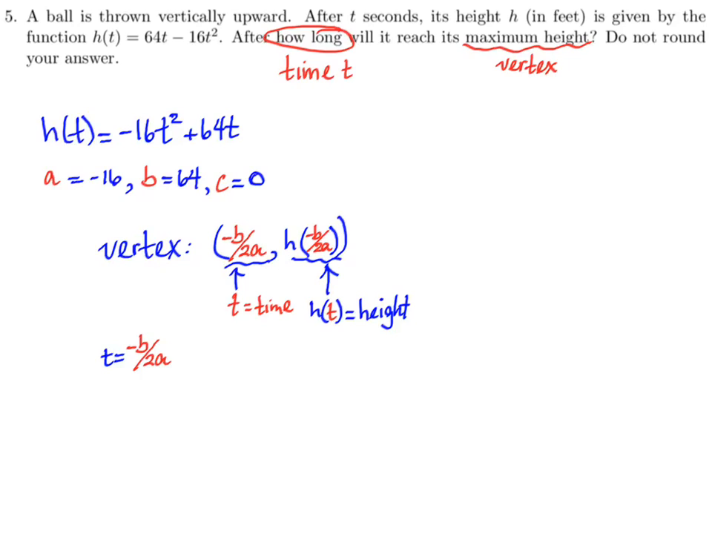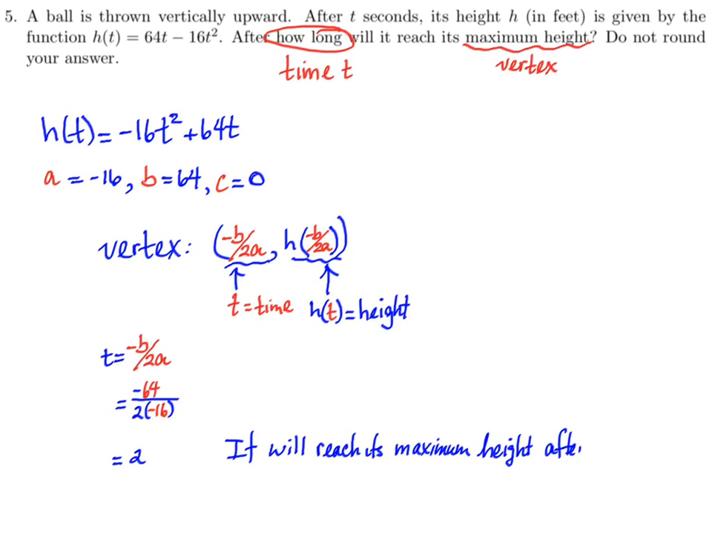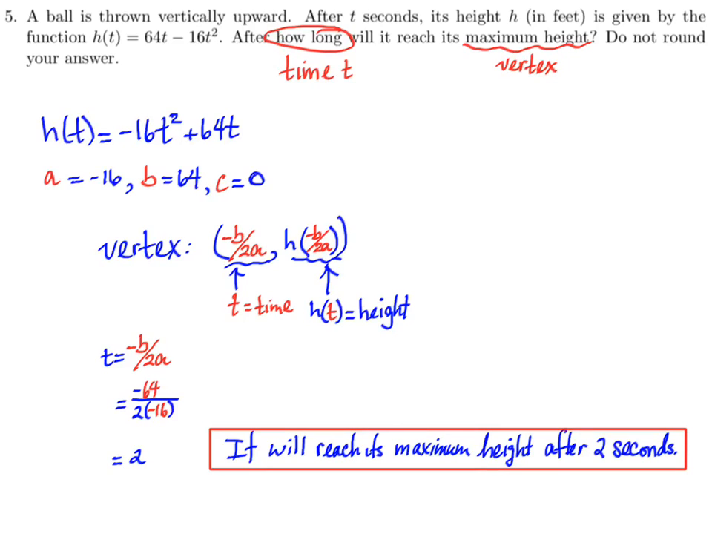So let's find it. We're going to plug in 64 for b and negative 16 for a. So we get negative 64 over 2 times negative 16, which turns out to be positive 2. So then to answer the question, we have to use units. So we can say it will reach its maximum height after 2 seconds. Okay, so we were looking for the input or the first coordinate of the vertex in this problem.